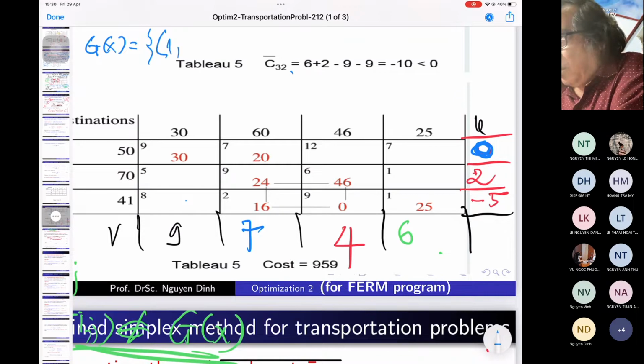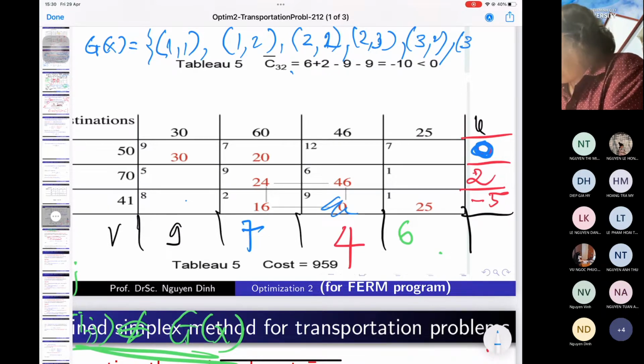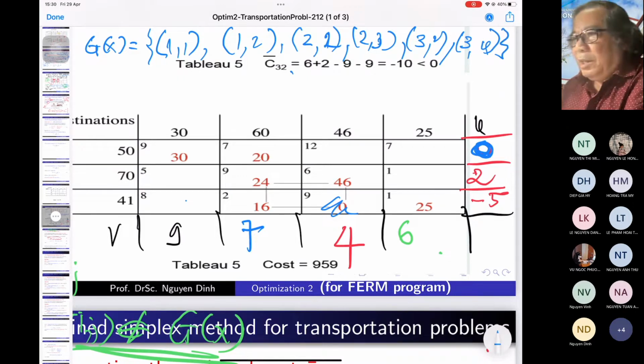Gx equals 1 1, 1 2, 2 1, 2 2, 2 3, 3 2, 3 4. Is that okay? Like this. And you let the computer know that you have something.